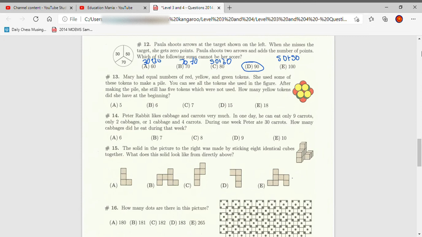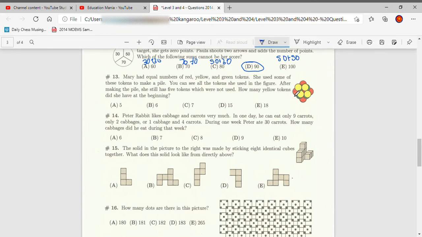So you can see that we have one red one here, one red here, one red here, one red here, and then one red here. So that's 5 red. We see 1, 2, 3, 4 yellow, plus 1, 2, 3, 4 green. And there's no hidden ones because it says that we can see all the tokens. So that means there's no hidden ones. So when you add this, you get 13. And it says that there were 5 tokens that were not used.